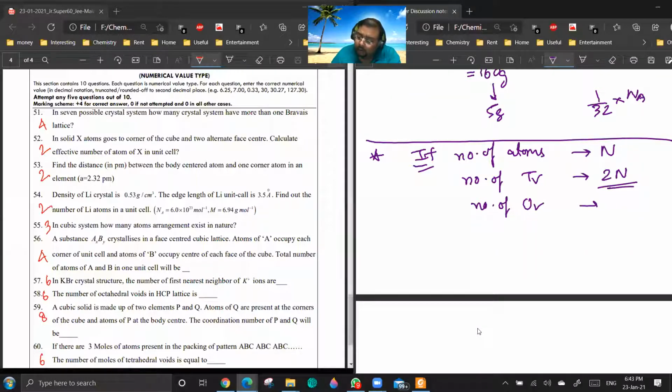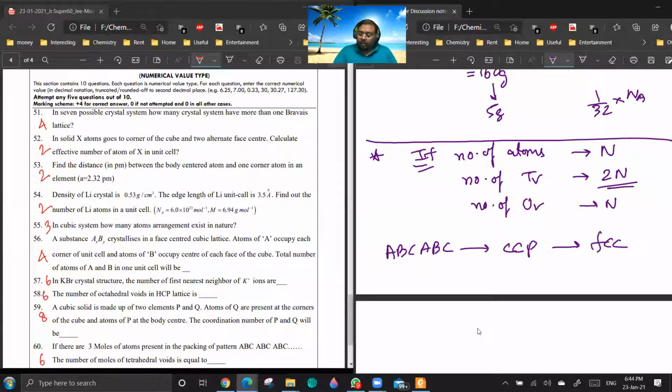For the SCP unit cell, the number of atoms is 6. So the number of tetrahedral voids is 12. The number of octahedral voids is 6. Now I have told you that the ABC type of pattern is for what? CCP or FCC? Yes.